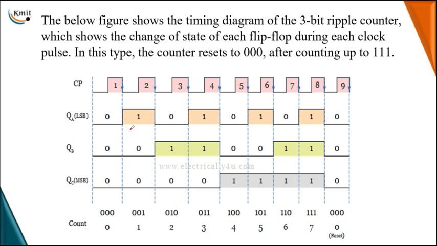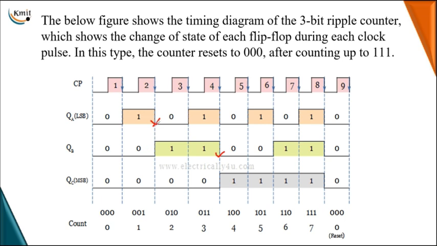Now the negative edge of QA is acting like a clock for the second flip-flop, and the negative edge of QB is acting like a clock for the third flip-flop, which is the most significant flip-flop. Till that negative edge, though the T input is logical 1, we do not obtain any negative edge, so the control signal is not enabled. Hence the second flip-flop will maintain the previous state of 0 for the first 2 clock pulses.